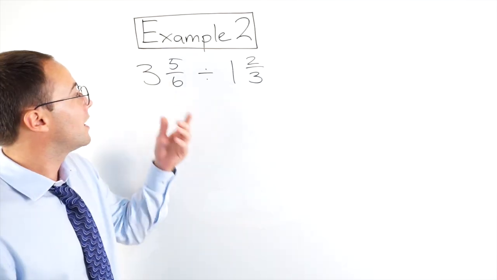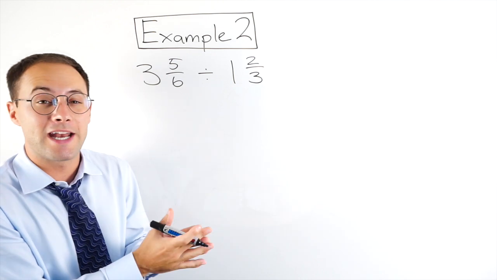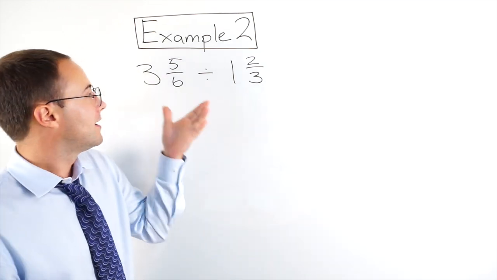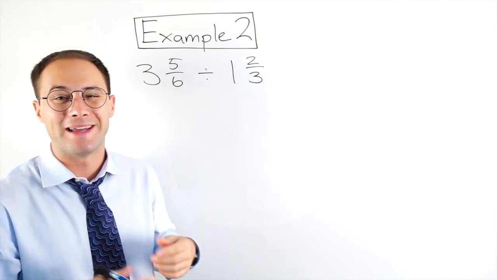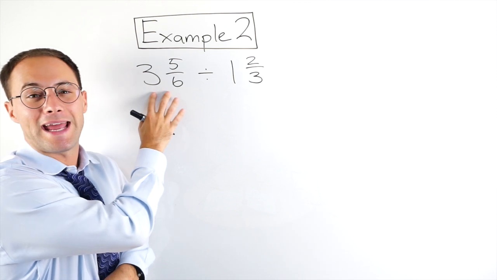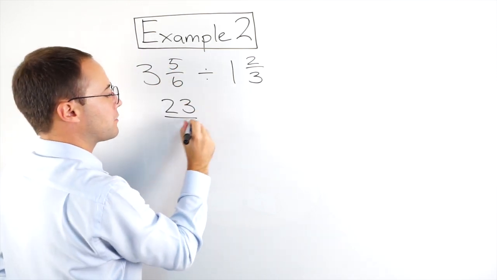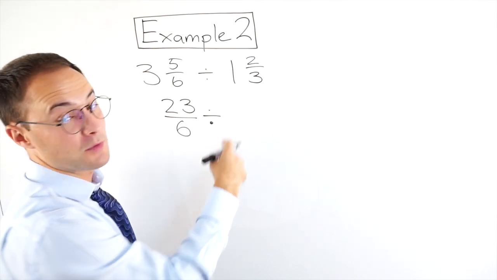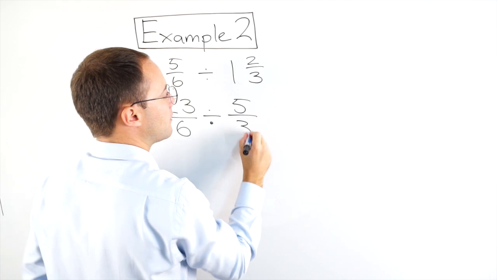Okay, example 2, 3 5/6 divided by 1 2/3. So now we're dividing with two mixed numbers. Approach it the same way. I don't want to deal with these mixed numbers, so my first step is to make them improper fractions. 3 5/6, well, 6 times 3 is 18, plus 5 is 23, so that becomes 23/6, divided by 3 times 1 is 3, plus 2 is 5, that becomes 5/3.